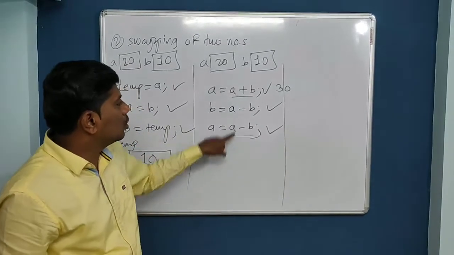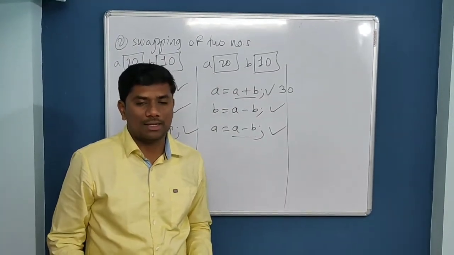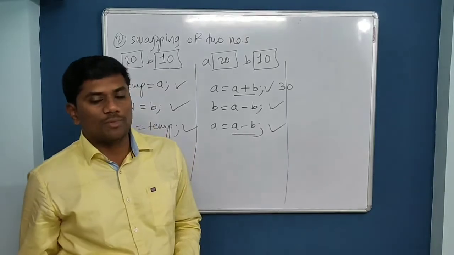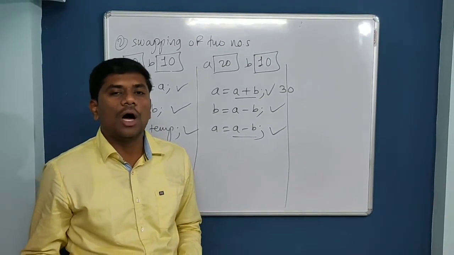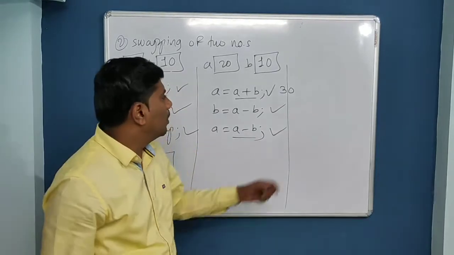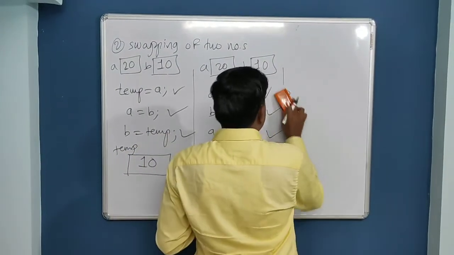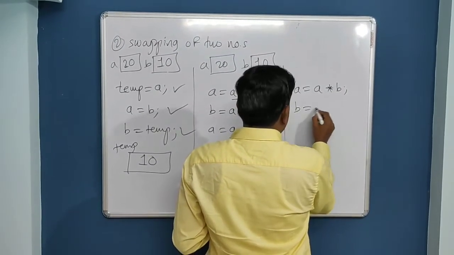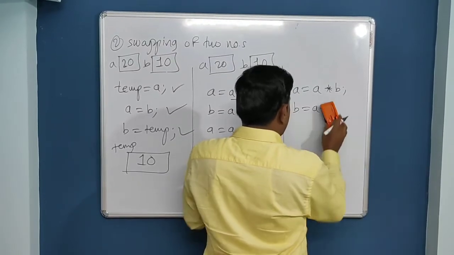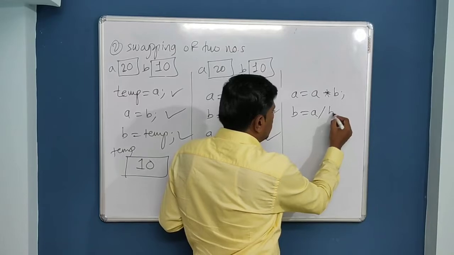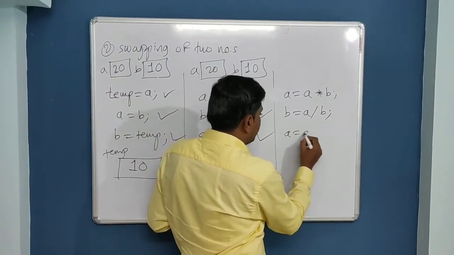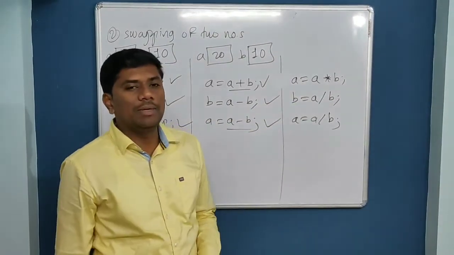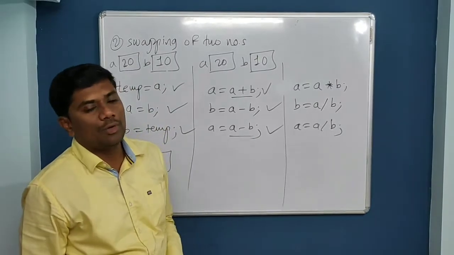Getting? So for this logic we are making use of plus and minus sign. So again it may be possible that he will tell you that now don't use plus minus. Then how to swap two numbers? So there is one more logic. So see, instead of plus use multiplication and instead of minus use division operator.